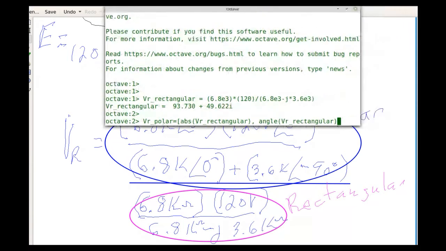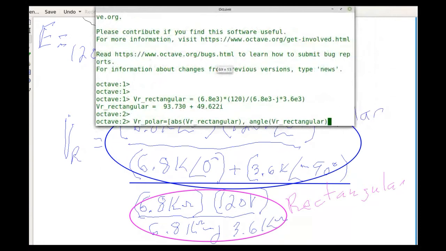Okay, and I'm going to adjust my window here so it'll all fit on one line. So VR underscore rectangular. The only problem here is when I calculate this angle, the angle is in radians. So this angle is radians. All right, so we need to convert that.